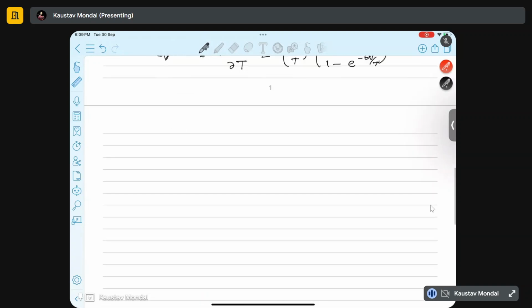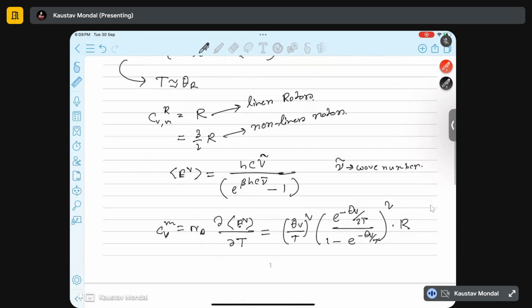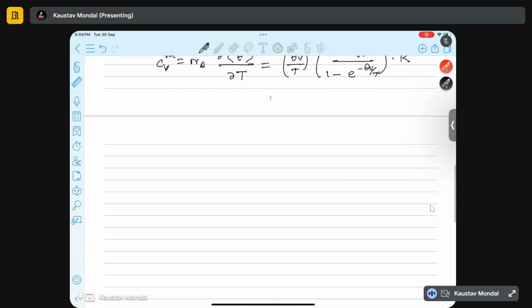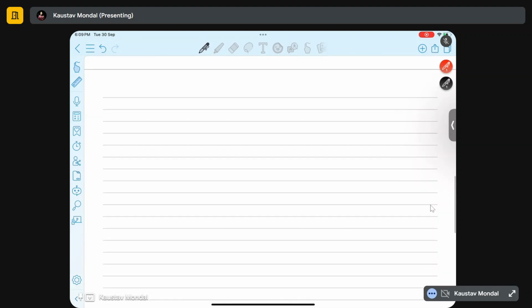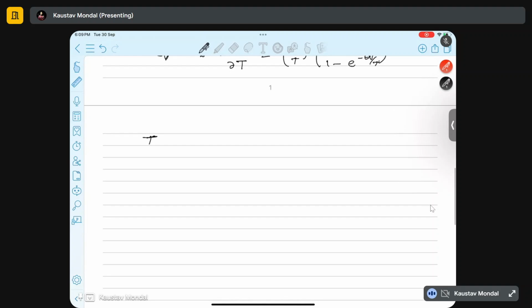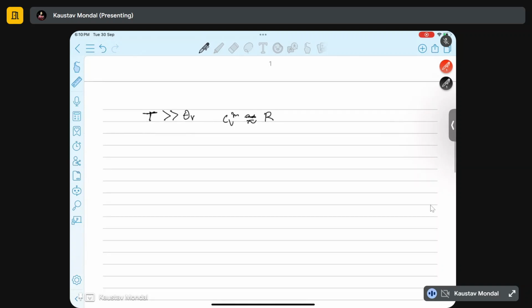Now theta V, just like the case of rotational, is the characteristic vibrational temperature, right? If our experimental temperature T is much higher than theta V, the characteristic vibrational temperature, then this CVMR, the vibrational contribution, simply takes the value 1. That is for when T is much higher than theta V, right?